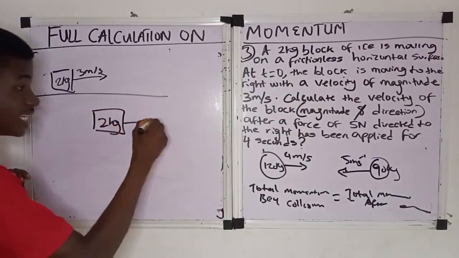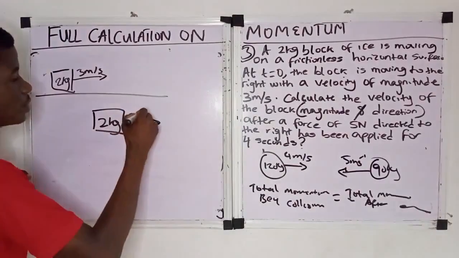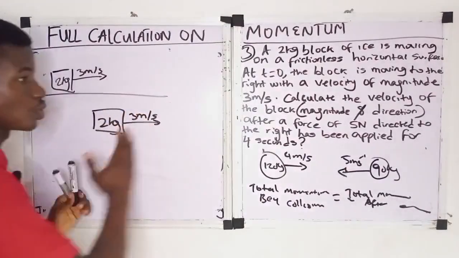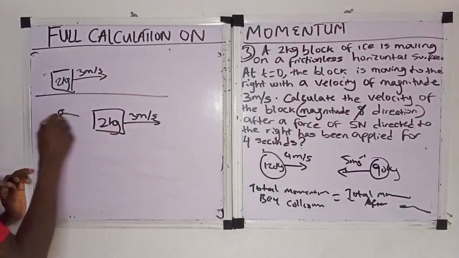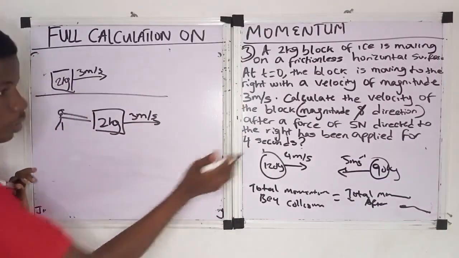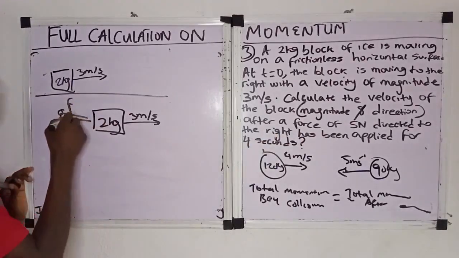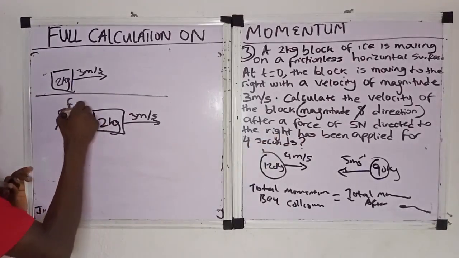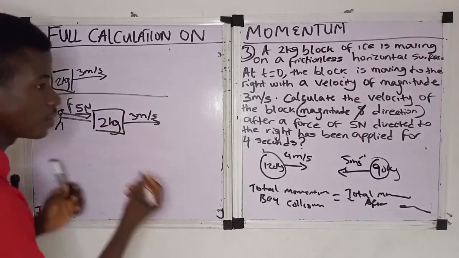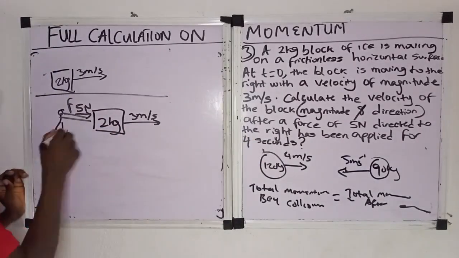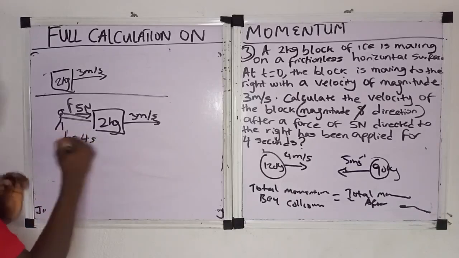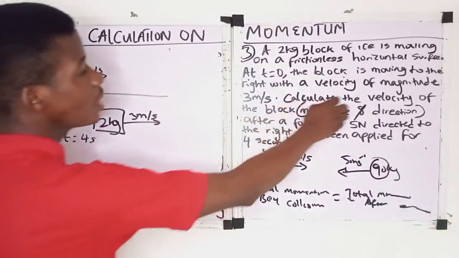Initially, the ball was moving with a speed of 3 meters per second towards the right? Yes. Now, in the question, they apply a force of 5 Newton for 4 seconds, right? Yes. So they say calculate the velocity.